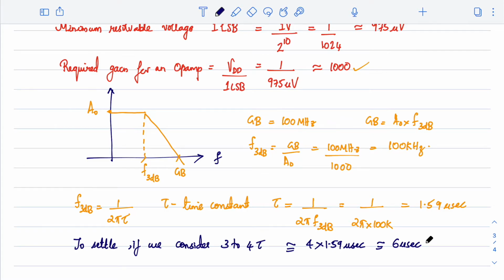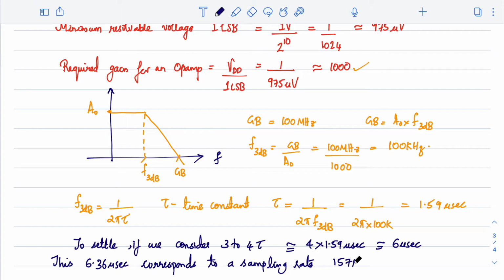Or to be very precise, I can write here exactly that it is 6.36 microseconds in this case. This corresponds to a sampling rate of 1 by tau, right? A sampling rate of what? 1 by 6.36 micro. This will be very close to somewhere around 157 kilohertz, right?